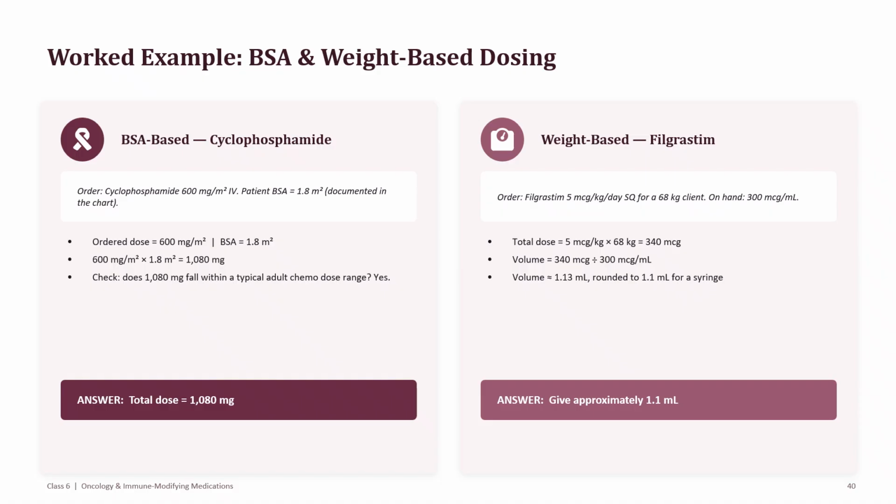So step 2, convert that dose into a volume that you can actually draw up. So 340 divided by 300 comes out to 1.13, which rounds to 1.1 milliliters for the syringe. Now, that's a 2-step process every time with weight-based dosing when it's paired with a concentration. So get the total dose first, then convert to volume. Don't try to skip straight to volume.